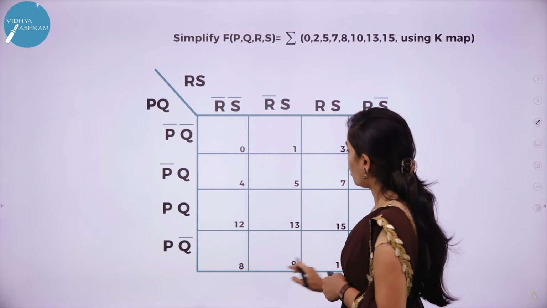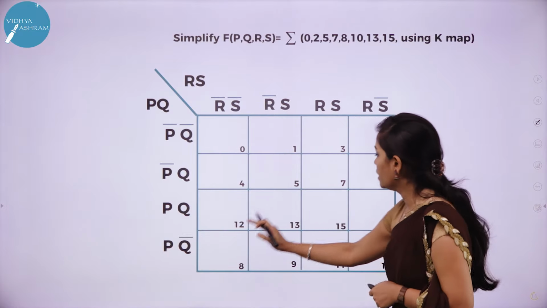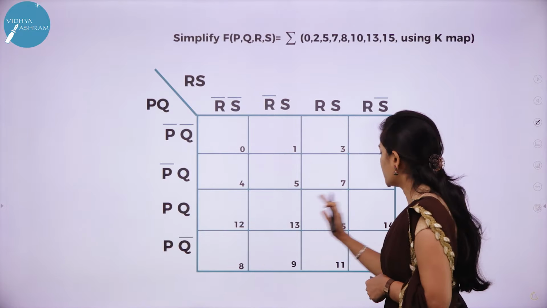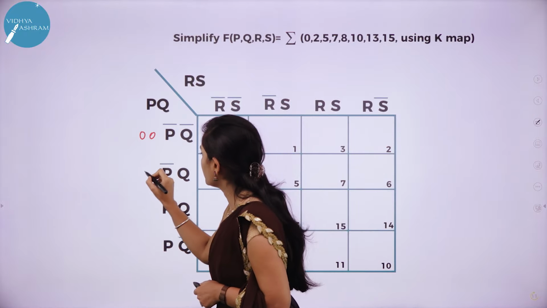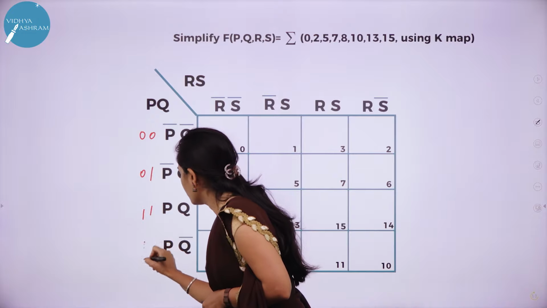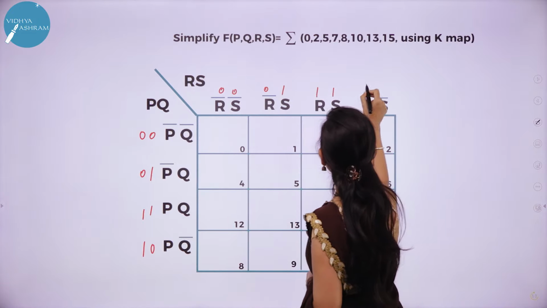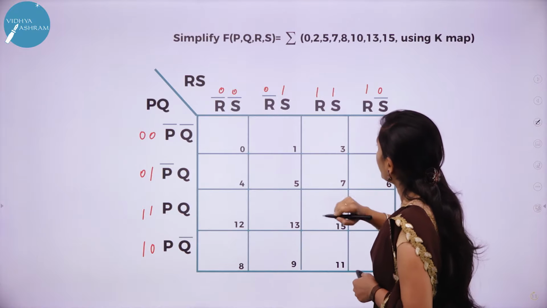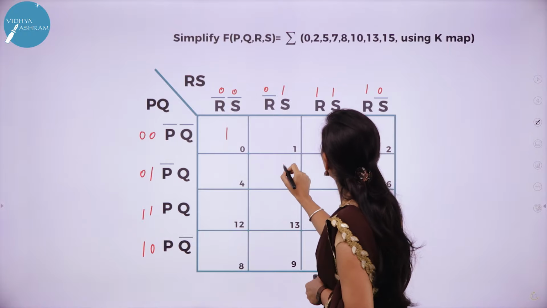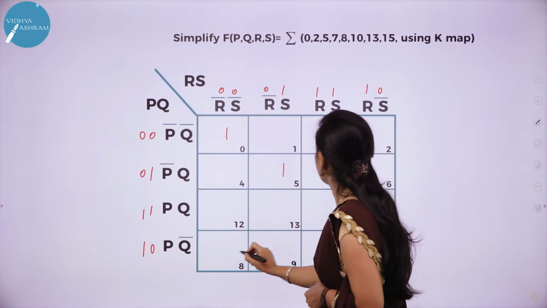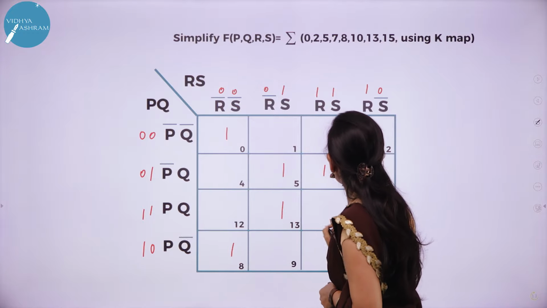Already I have written all the designations 0, 1, 2, 3, 4, 5, 6, 7, 8, 9, 10, 11, 12, 13, 14, 15, and the ordering of variables 00, 01, 11, 10 for both. So in place of these numbers put 1: 1, 2, 5, 7, 8, 10, 13, 15.